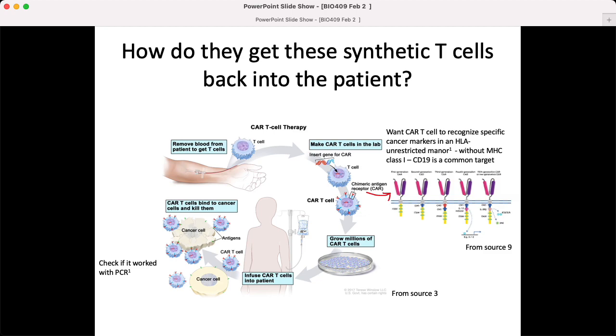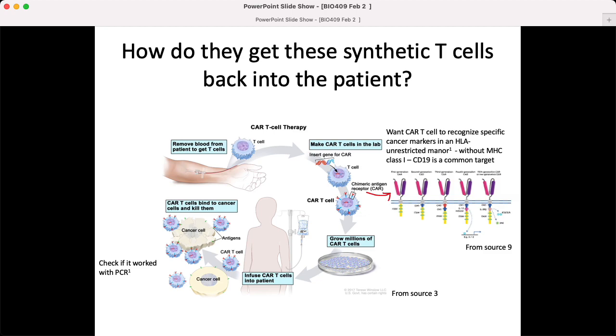You also want to check before via PCR to make sure your population of T cells that you just edited actually are incorporating the specific receptor that you would like. So you want to verify that.